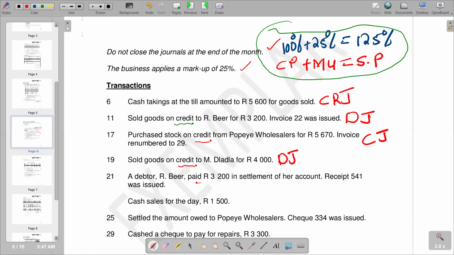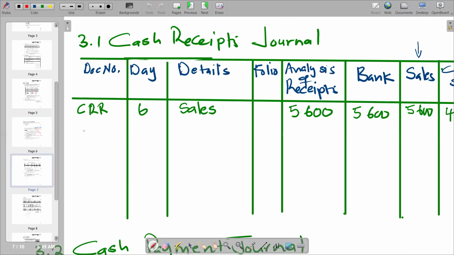Remember, a debtor is defined as an individual or business that we have sold goods to on credit. So whenever that debtor is paying the amount that is owing, we are supposed to receive money. So this applies to our cash receipts journal. We can enter this, starting with the document number, where we have 541 as our document number. So we go to document number and put 541.